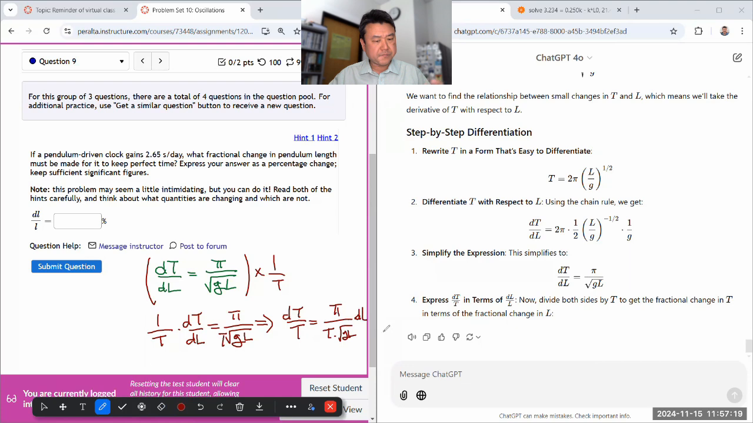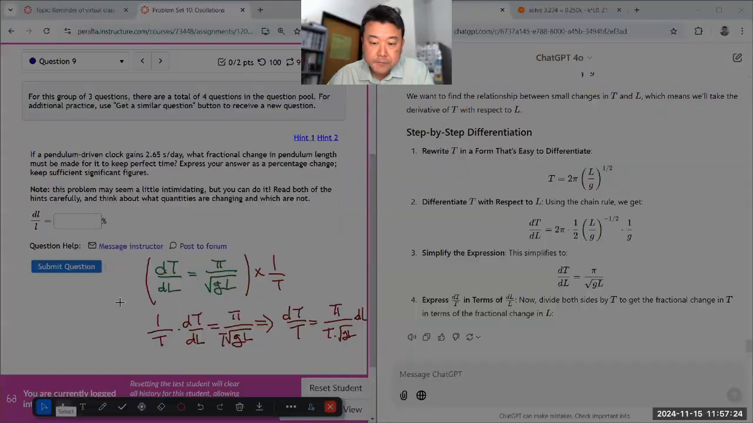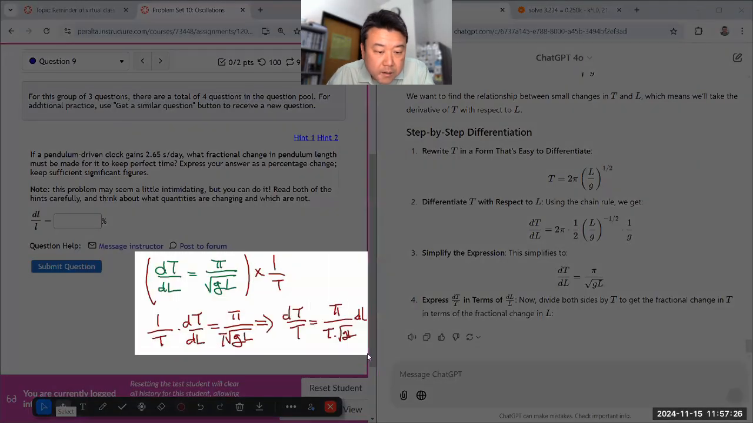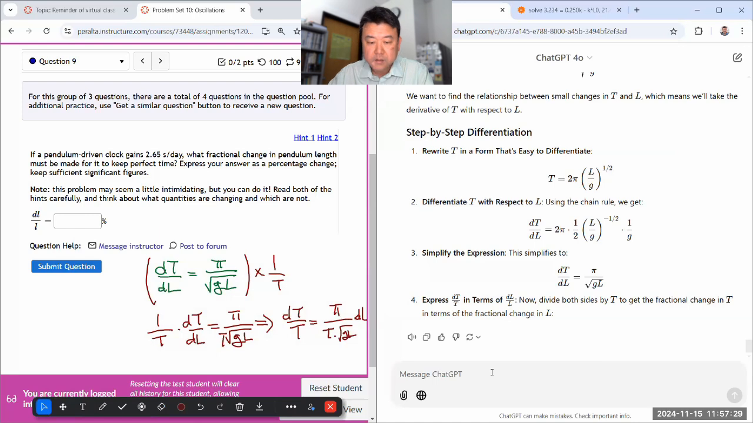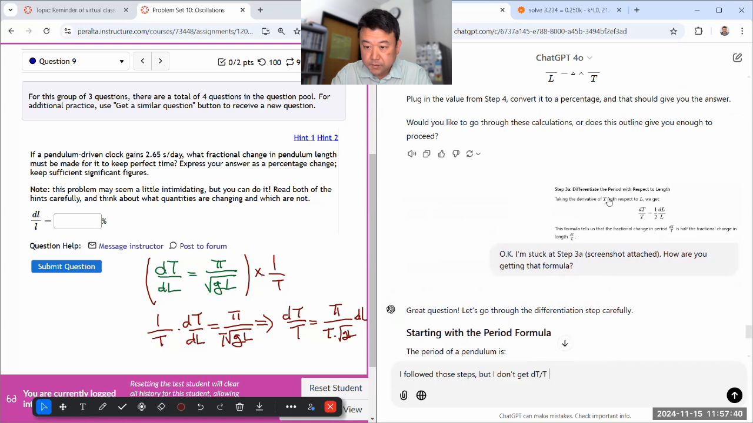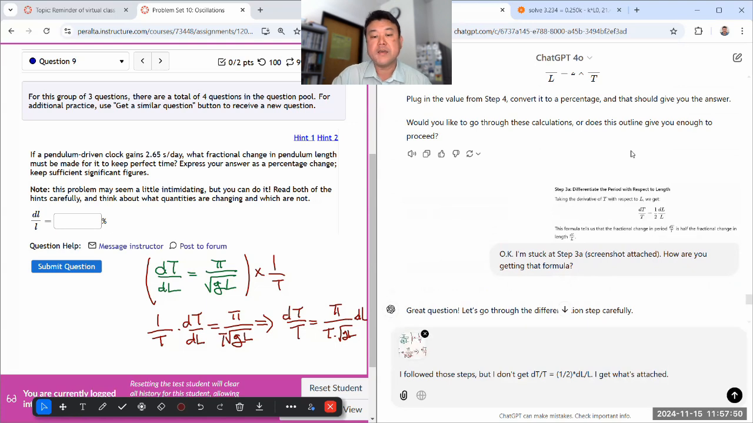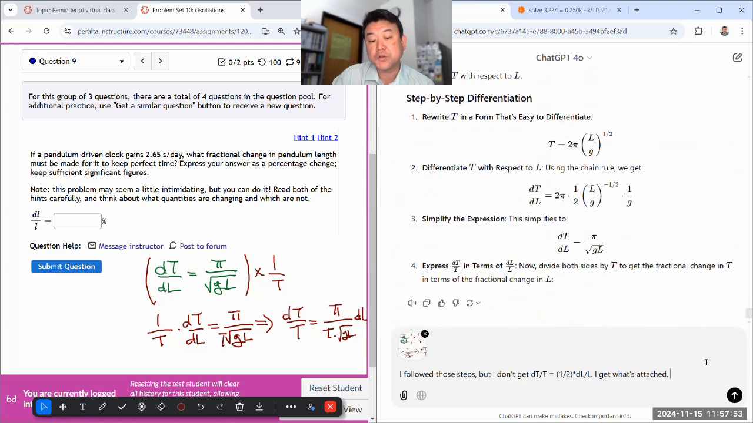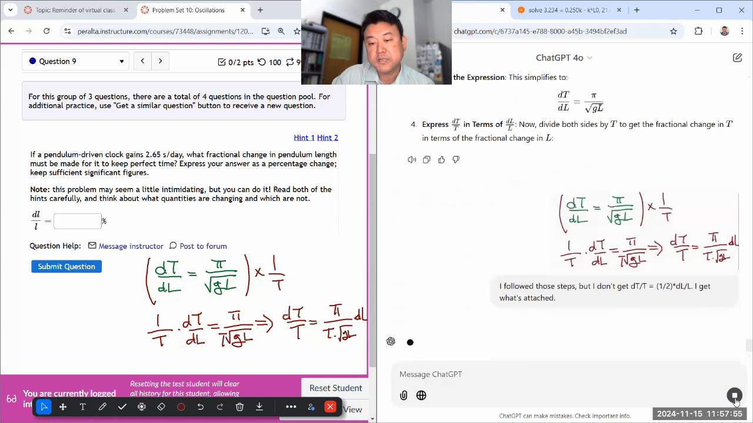And then you say, I don't get the expression you had before. So I'll paste this in and say, hey, I followed those steps, but I don't get what dt over t is equal to, 1/2 dl. I get what's attached, and it might tell me to, on the right hand side, plug in the expression for t.